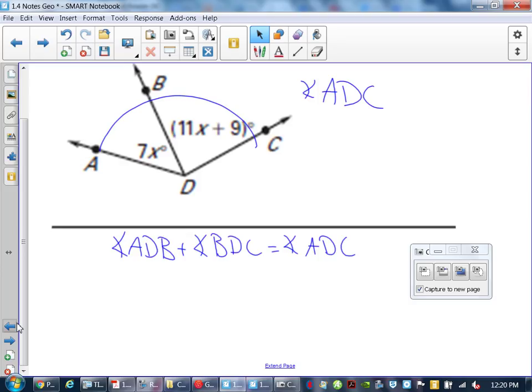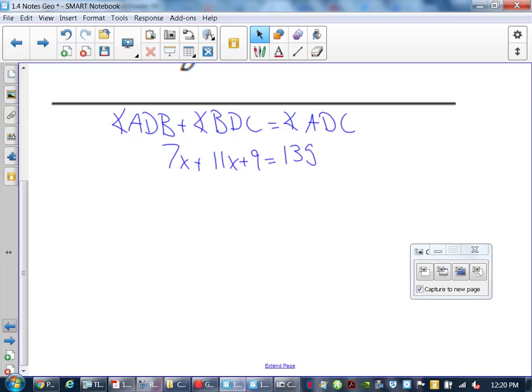So as you fill in the blanks, guys, you're going to get 7x plus 11x plus 9 is 135. Correct. In this case here, you have to combine like terms before you do anything. So 11x and 7x is how much? 18x. Good.